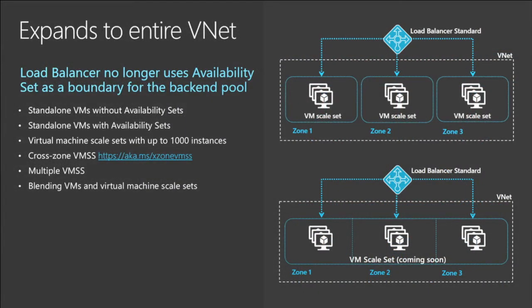So I mentioned earlier, we now expand to the entire VNet, and I'm not going to read through the list of scenarios on here, but it's important to remember that load balancer really doesn't have a restriction of an availability set anymore. And now you can mix and match VMs. You can have virtual machines that span different availability zones. You can have virtual machine scale sets that go up to 1,000 instances. You can combine multiple virtual machine scale sets in the same backend pool.